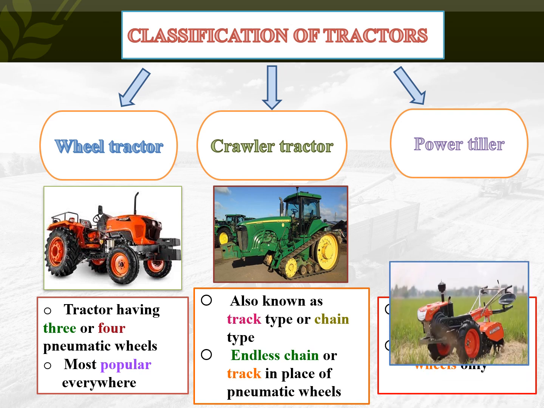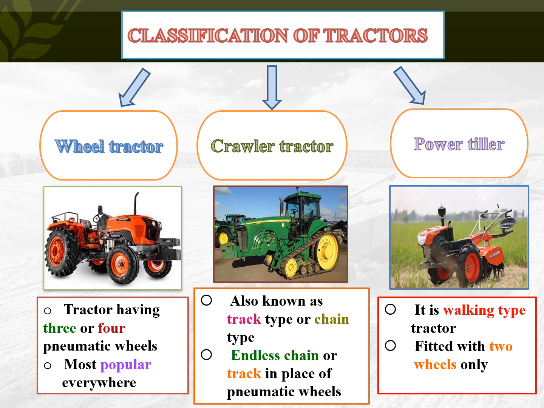Here comes the power tiller. Power tiller is mainly used for cultivation purposes. It is a walking type tractor and the direction of travel is controlled by operator. Fitted with two wheels.